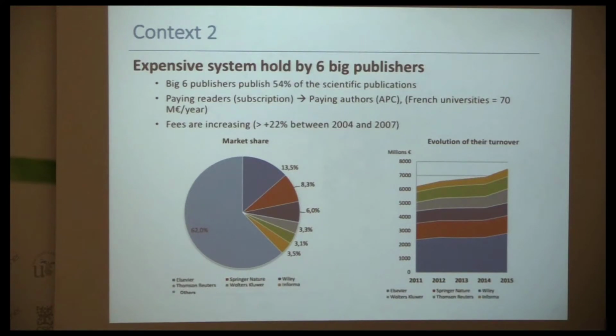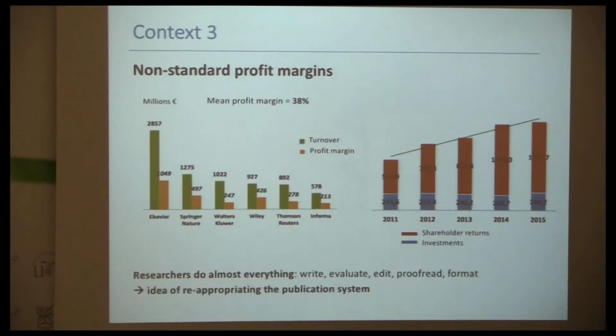The point is, it's not only expensive, but they are making a lot of money, a lot of margin. Here is the turnover of the companies. For example, if you take Elsevier, they have a turnover of almost $3 billion per year, but they are making $1 billion of profit margin per year. That's a lot. And if you take the mean profit margin, it is almost 40%. I don't know if you realize, it's unbelievable. We are paying too much, definitely.